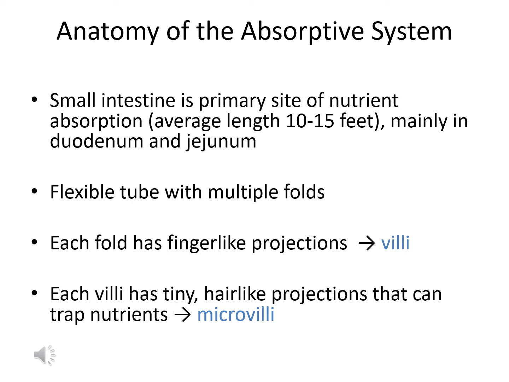The small intestine is defined as a flexible tube which has multiple folds on the inner portion. Each one of those folds has what are known as villi, and those are defined as finger-like projections. Each one of those villi have even smaller projections on each and every one of them, and these are referred to as the microvilli.